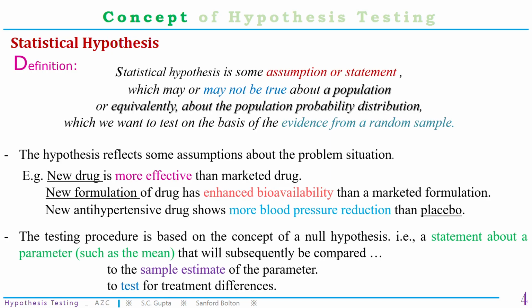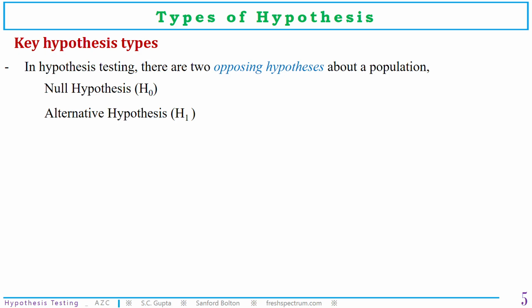The testing procedure is based on the concept of a null hypothesis, that is a statement about a parameter, such as the mean, that will subsequently be compared to the sample estimate of the parameter to test for treatment differences. Key hypothesis types. In hypothesis testing, there are two opposing hypotheses about a population: null hypothesis and alternative hypothesis.